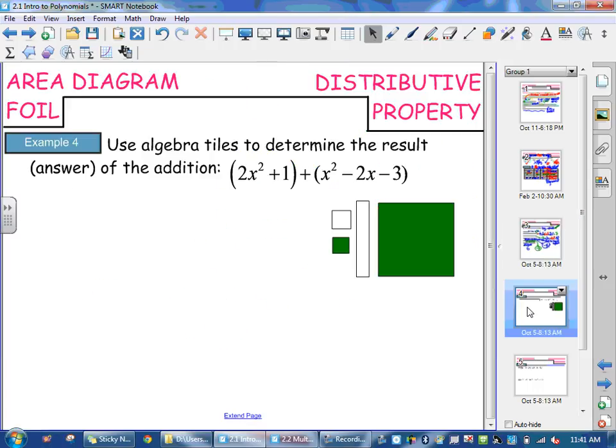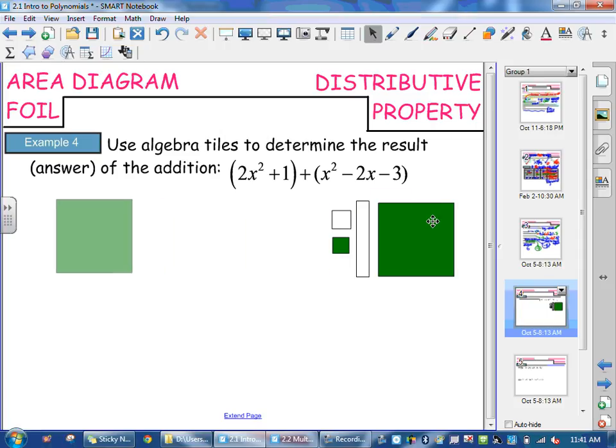White is going to be our negative. Okay? So green's positive, green go. It says, use the algebra tiles to determine the result, which is the answer of adding these. Well, if I'm going to add them, how do you know how many you have? Well, we're going to draw them.